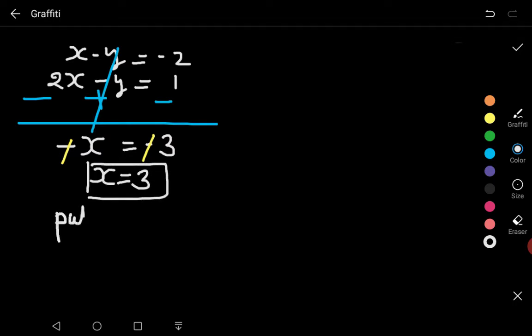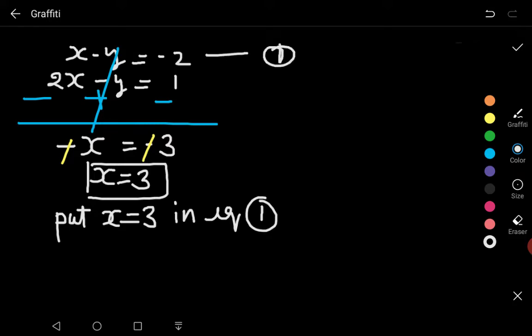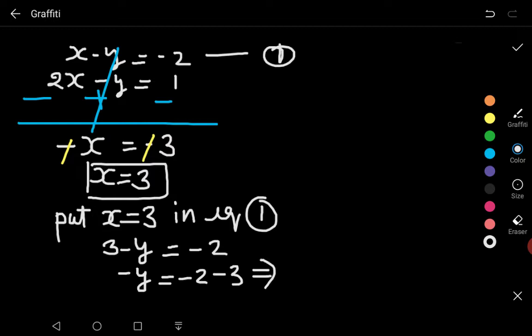Then put x equal to 3 in equation 1. So in this first equation, if we put the value of x as 3, then we will get 3 minus y is equal to minus 2. So minus y will become minus 2 minus 3, that will be minus y is equal to minus 5. This minus sign will cancel out. So the value of y will be 5 from here.